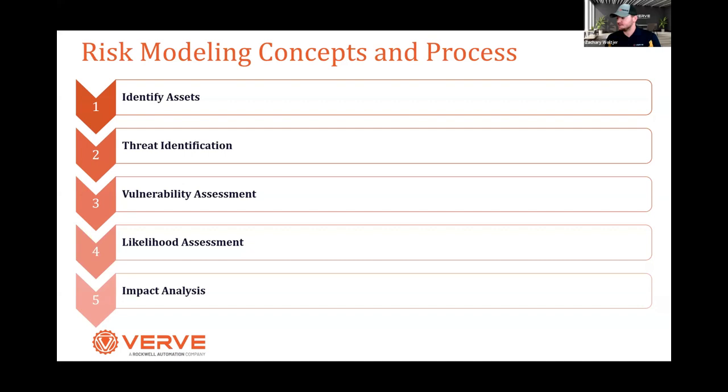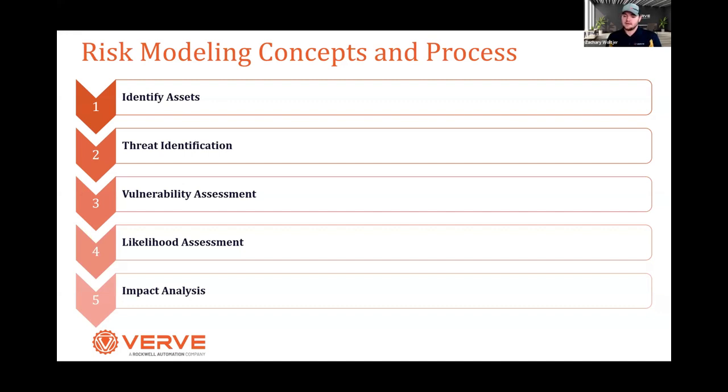So vulnerability assessment. This builds off of identifying assets. Now that you know your assets, you can identify the vulnerabilities, both within the network infrastructure, the way that it's built, as well as the devices themselves. And then, building off of the vulnerability, you can assess the likelihood. What is the likelihood that these vulnerabilities are going to be exploited?